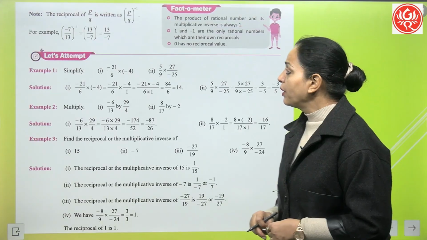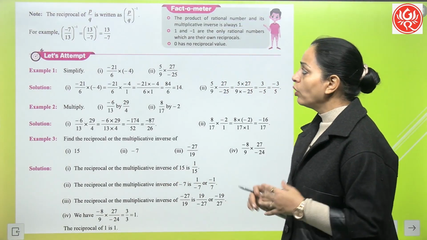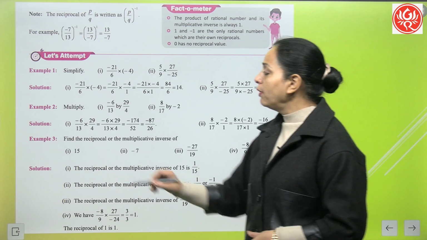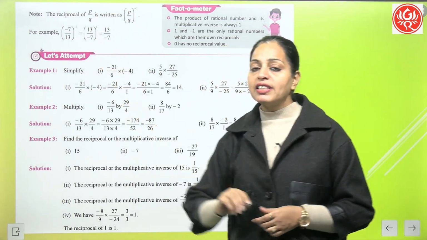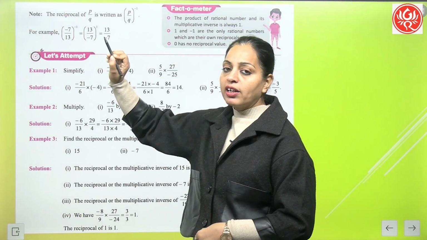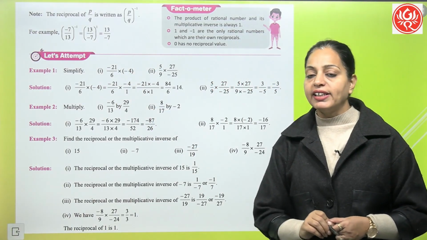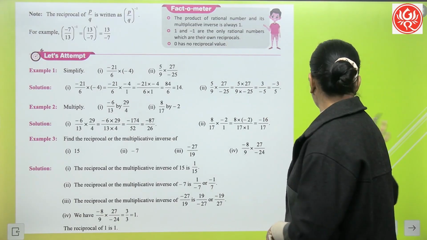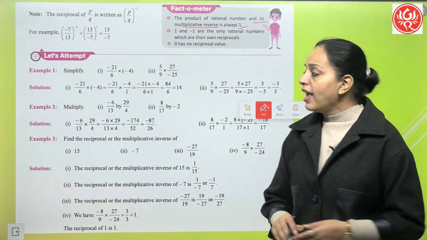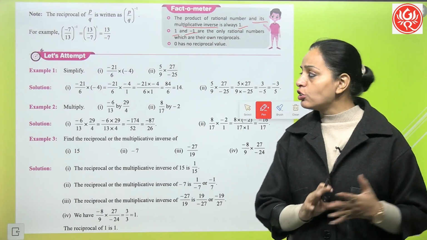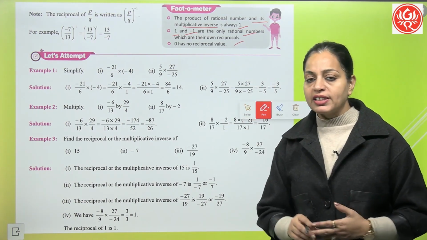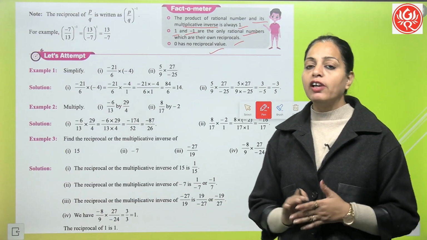Okay, now see the next. Note, the reciprocal of p by q is written as p upon q raised to the power minus 1. For example, minus 7 upon 13 whole power minus 1. तो minus 1 को हम plus 1 कैसे बनाएंगे? हम इसका reciprocal कर देंगे, यानी 13 upon minus 7, right? Now factometer, the product of a rational number and its multiplicative inverse is always 1. And the next point, 1 and minus 1 are the only two rational numbers which are their own reciprocals, and 0 has no reciprocal value, right?